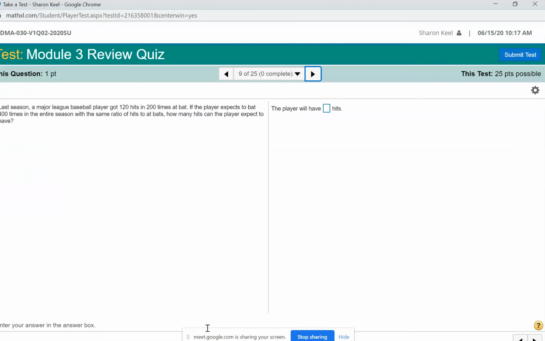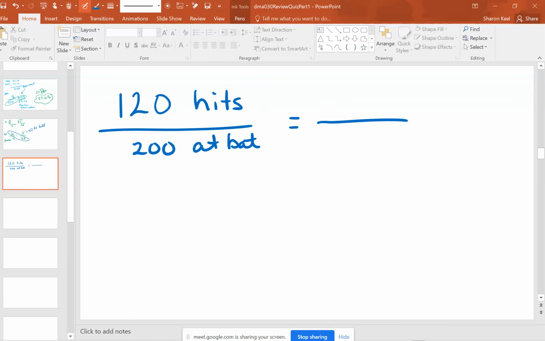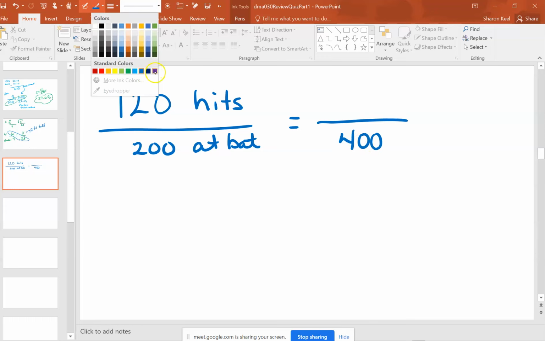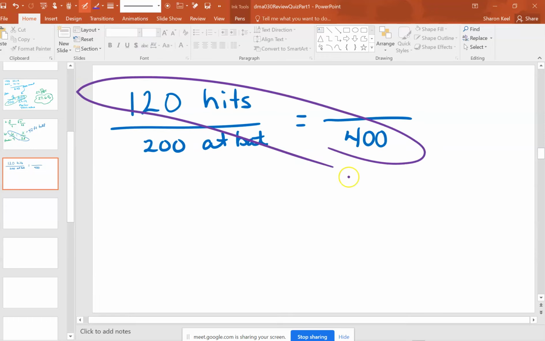If the player expects to bat 400 times in the entire season with the same ratio of hits to at-bats, how many hits can the player expect to have? So the 400 is the at-bat. So the 400 goes on the bottom because it's the times that he's at-bat. We're trying to calculate how many hits he would have.